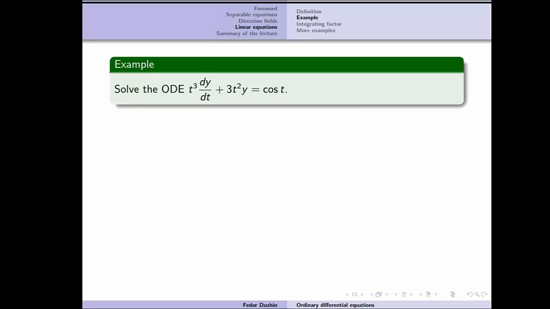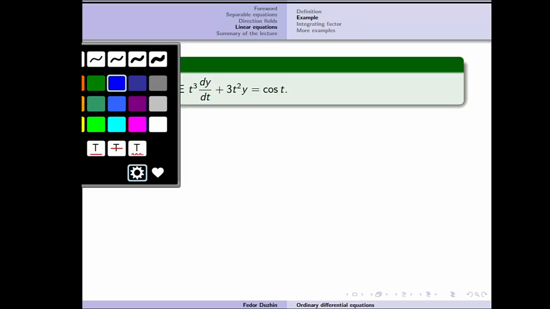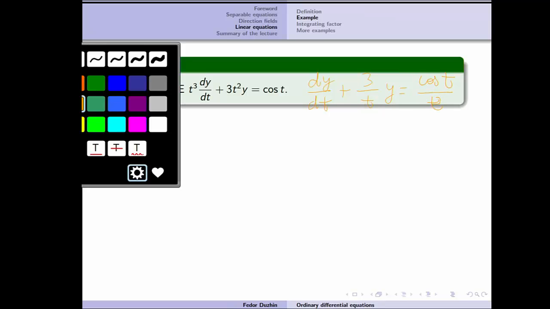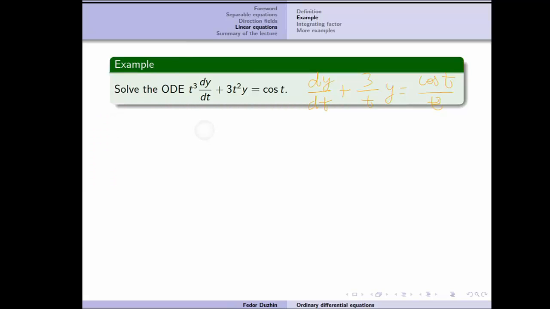Okay, here is an example of a linear differential equation. Notice that, strictly speaking, in order to make it into the default form, we should probably rewrite it as dy/dt plus 3 over t y equals cosine t over t cubed, dividing by t cubed. But I don't want to do that, because I want to demonstrate something.